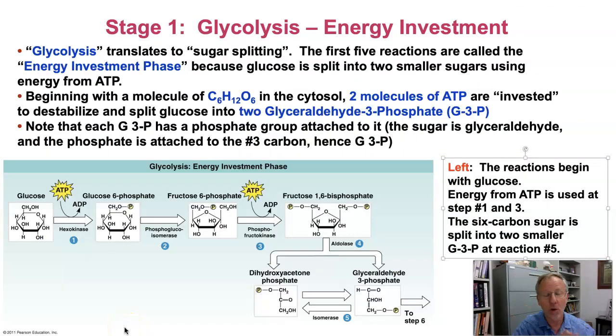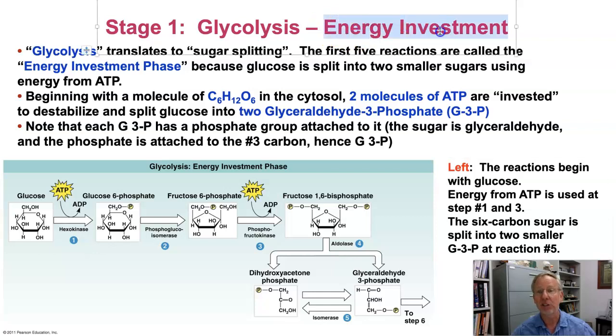All right, so here we go. We're now going to jump into the nitty-gritty of how all this chemistry works to make your ATP that powers your cells. And like I said on the previous slide, the first stage is called glycolysis. And glycolysis is made up of about 10 chemical reaction steps. And the first 5 steps are called the energy investment phase. Okay, the energy investment phase of glycolysis.